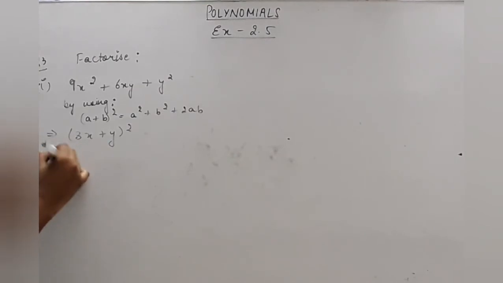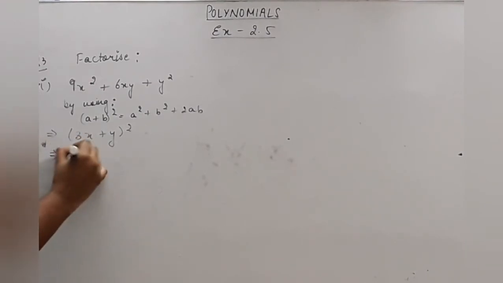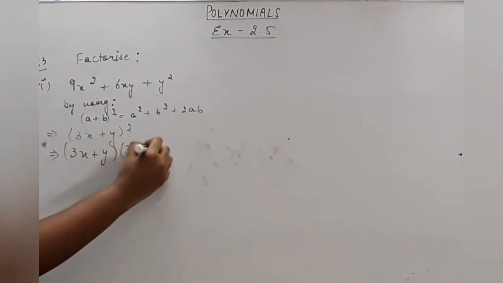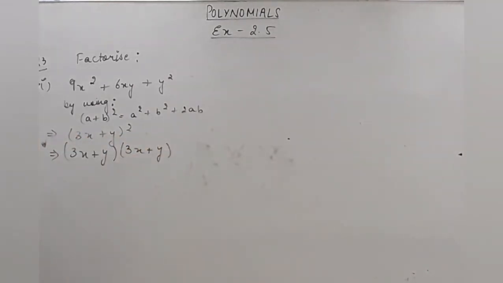This is not the simplest form. You can also convert it into the simplest form: (3x + y)(3x + y). That's it. Don't solve it further. If you solve it further, it becomes the expanded form again. So this is the simplest form. Just leave your answer here only.